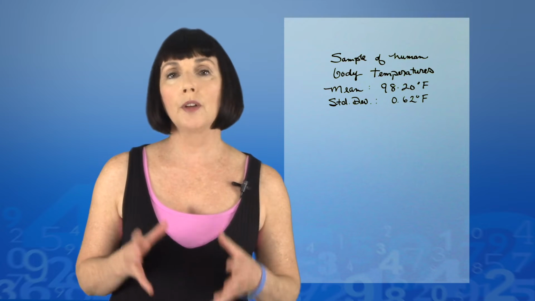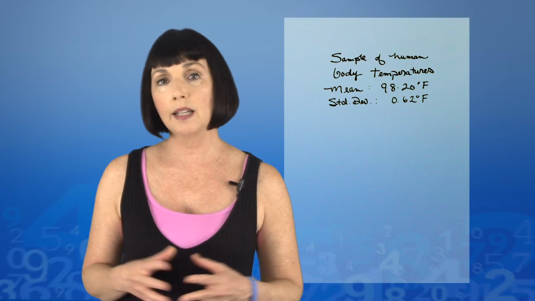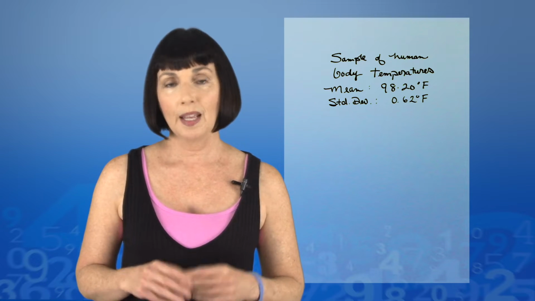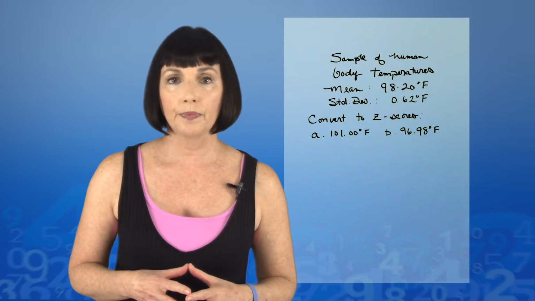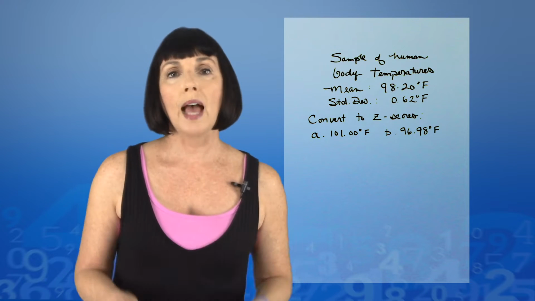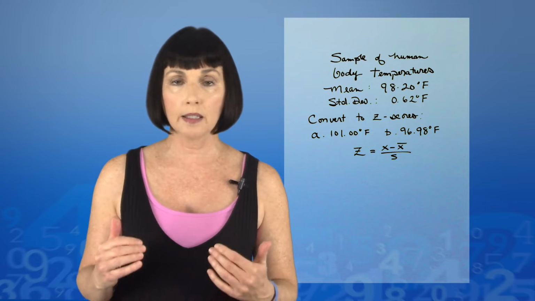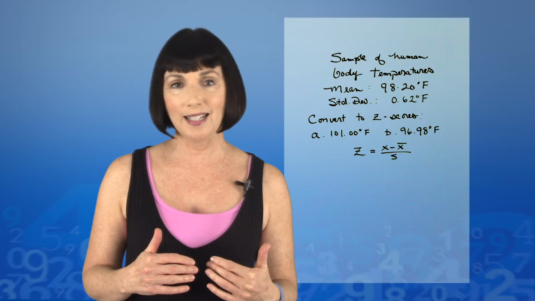So here's our first problem. A sample of human body temperatures gives us a mean of 98.20 degrees Fahrenheit and a standard deviation of 0.62 degrees Fahrenheit. Let's convert these values into z-scores. Now, we'll remember that a z-score is equal to x minus x bar over s. So the data value minus the mean divided by the standard deviation.